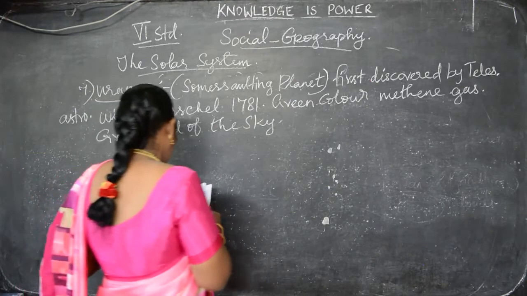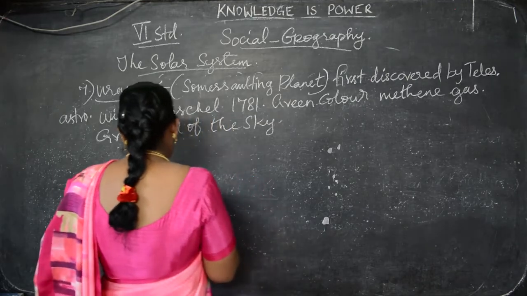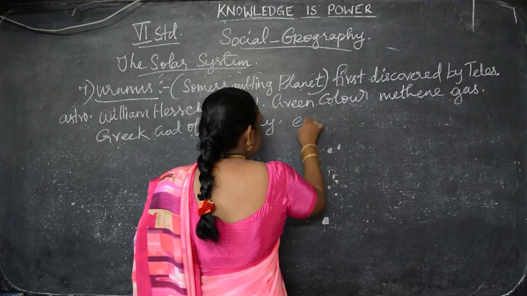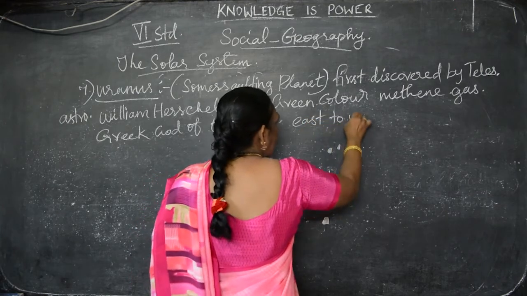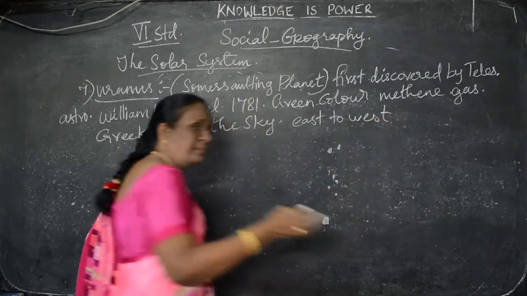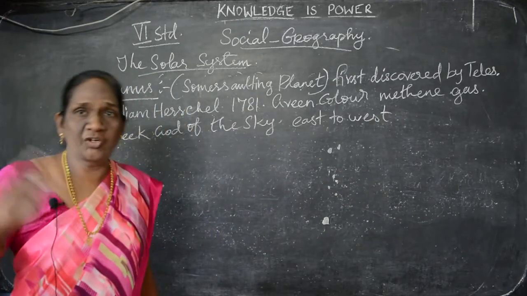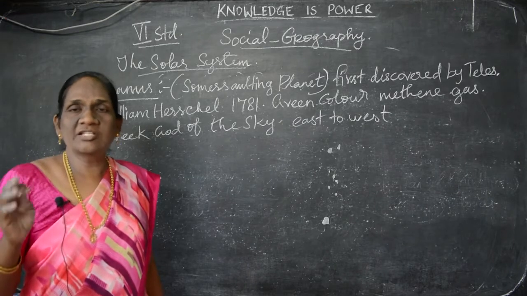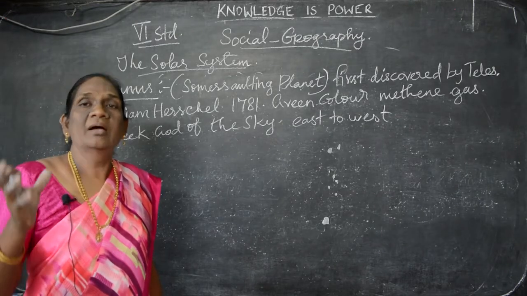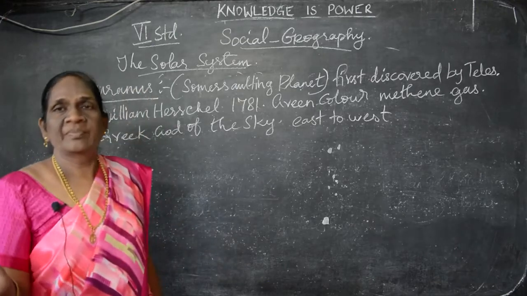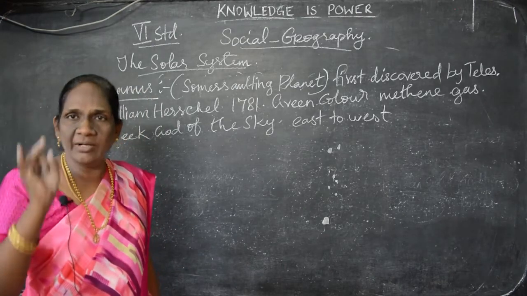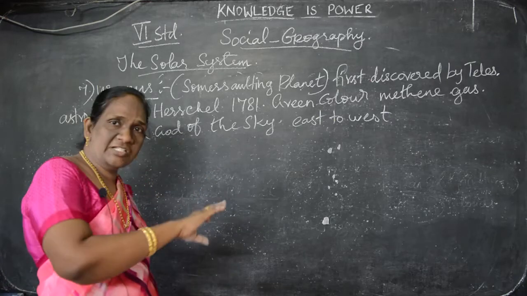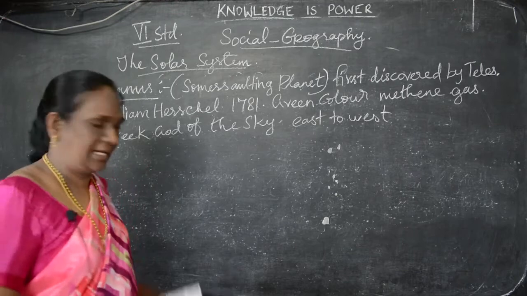Okay. And the next thing, it rotates like Venus, that is east to west. Other planets rotate from west to east, anti-clockwise. Already we learnt. All the planets revolve from west to east. But only these two planets, Venus and Uranus, rotate from east to west, in a clockwise direction.